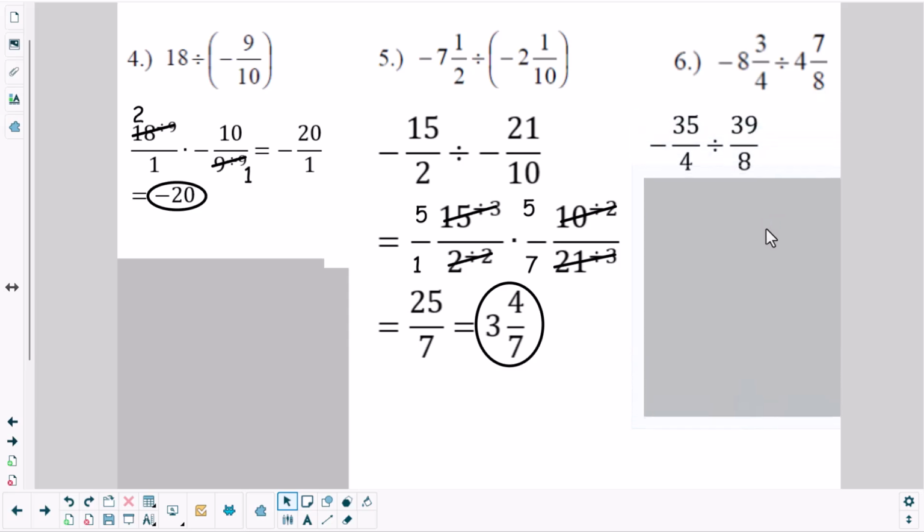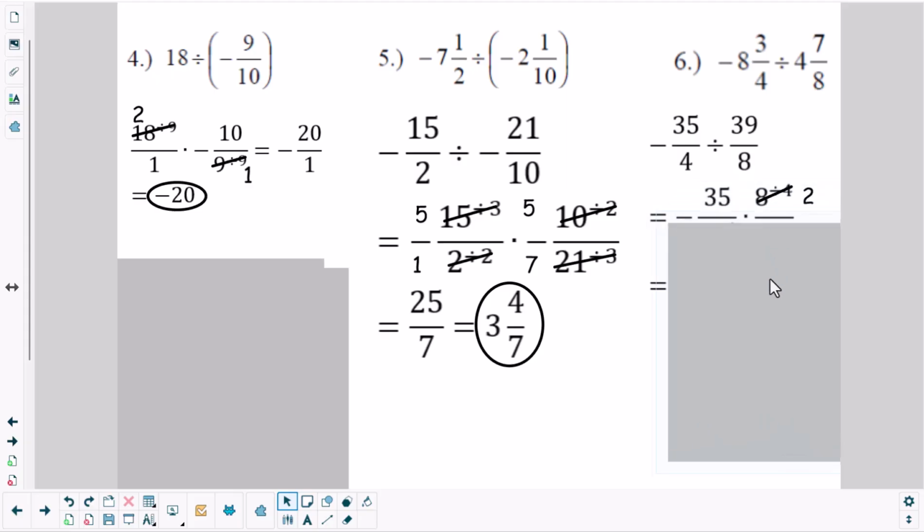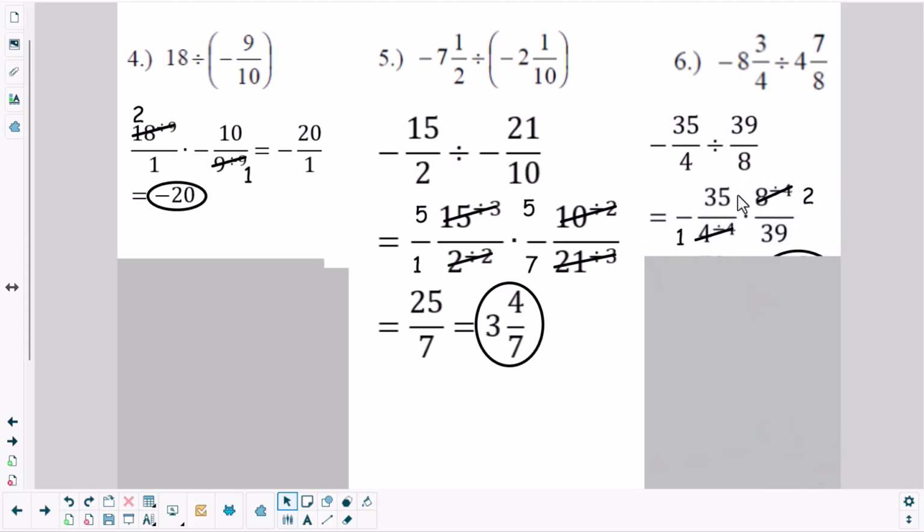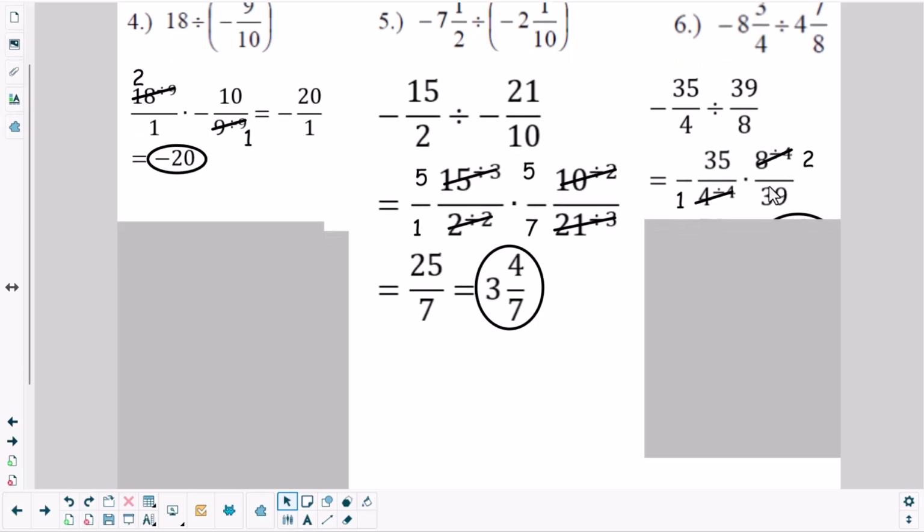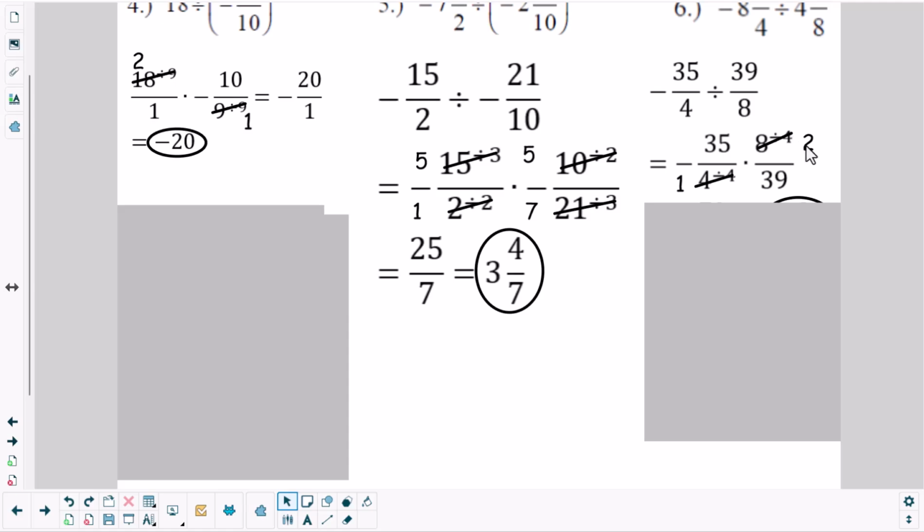Number 6, negative 8 and 3/4 divided by 4 and 7/8. First thing, change those mixed numbers to improper fractions. 4 times 8 is 32, plus 3 is 35/4. 8 times 4 is 32, plus 7 is 39/8. Do keep, change, flip. So keep 35/4, change division to multiplication, and 39/8 becomes 8/39. Now, 35 and 39 do not reduce by anything, but 4 and 8 both divide by 4. 8 divided by 4 is 2, 4 divided by 4 is 1.